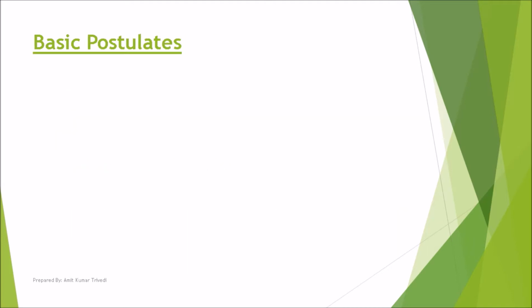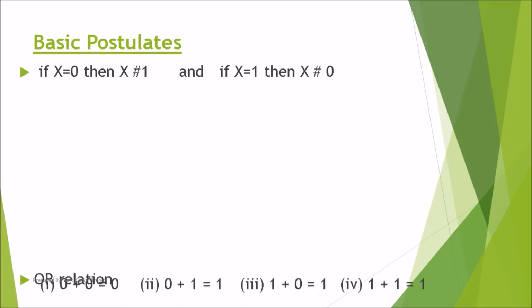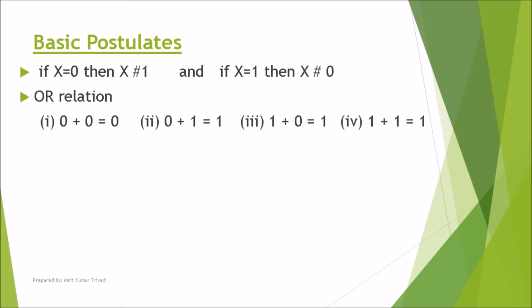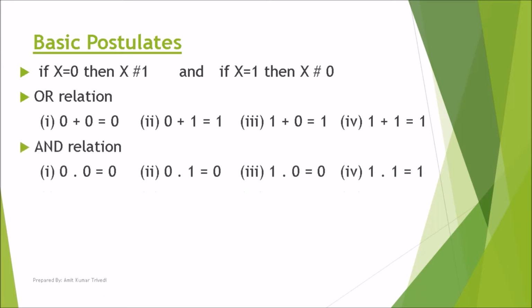Now we'll move to the next topic, basic postulates. These are very basic things. First, if x equals 0 then x is not equal to 1, and if x equals 1 then x is not equal to 0. Second postulate, the simple OR relation, which we have already seen in the OR connective. If any of the input is 1, the output will be 1. You can see these four results. Similarly for the AND relation, if any of the input is 0, the output will be 0.